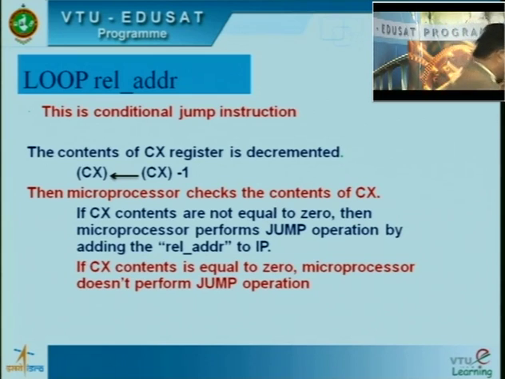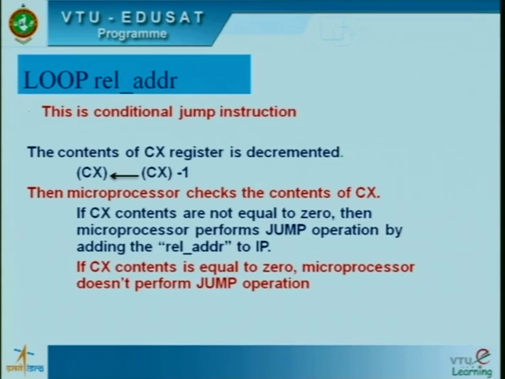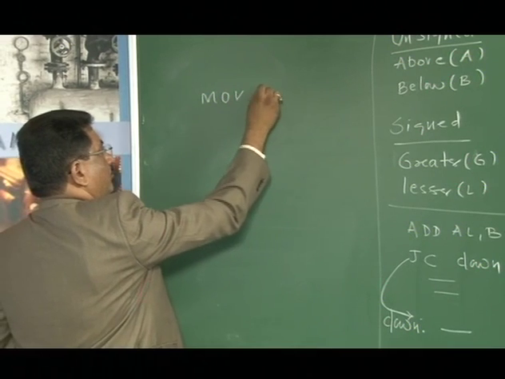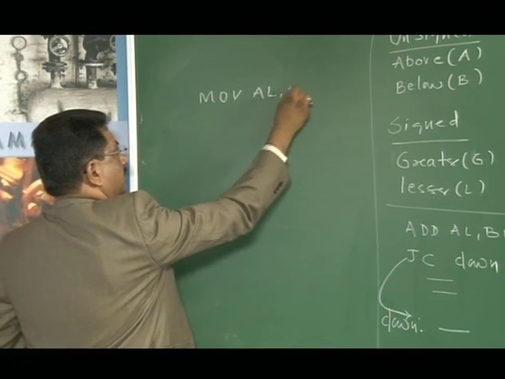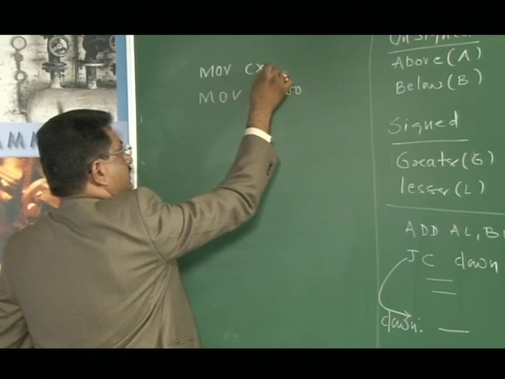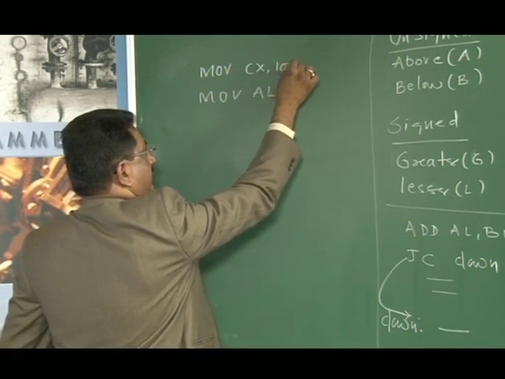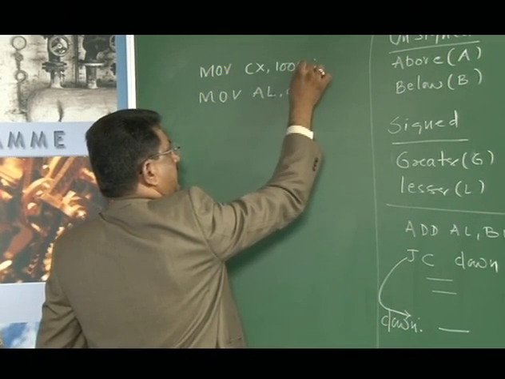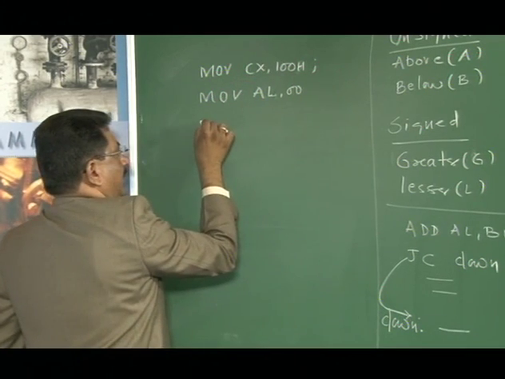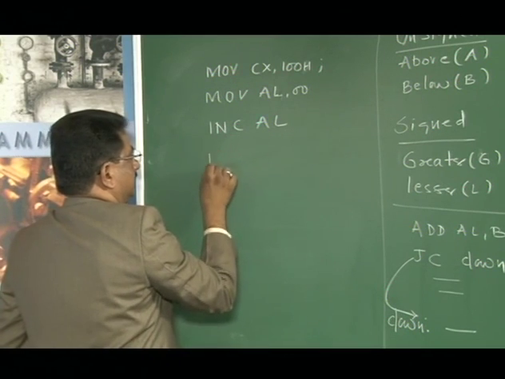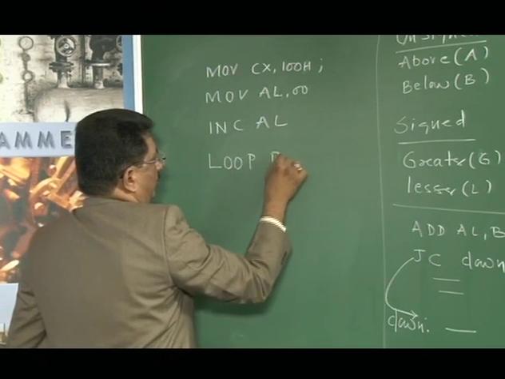It is something like this. MOV AL, 00H. Before this I load the count. MOV CX, say 100 or 1000, okay, let me take it as 100H. Now, increment AL, loop back.